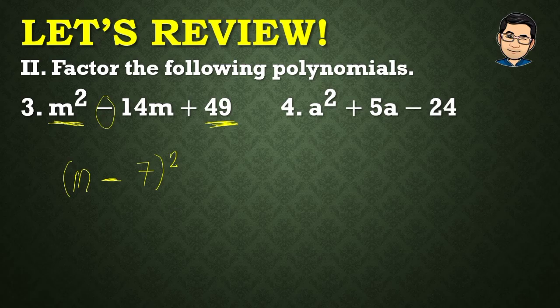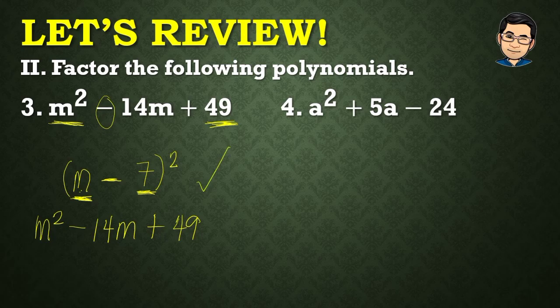Kailangan, kapag minultiply natin yung first term, m, tsaka negative 7 sa 2, lilitaw dapat yung middle term na negative 14m. So, let's try. Square of binomial, m times m, square the first term, m squared. Then, twice the product of the first and the second term. So, m times negative 7 is negative 7m, times 2, that is negative 14m. And then, negative 7 squared, that is 49. So, kitang-kita nyo naman, nakuha natin yung gitna na negative 14m. So, the factored form is this one.